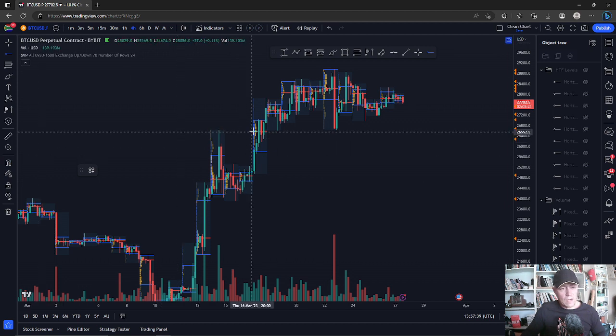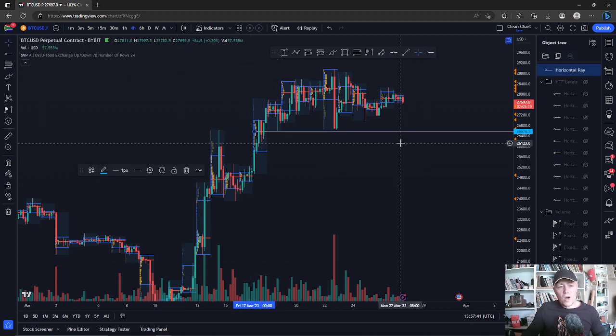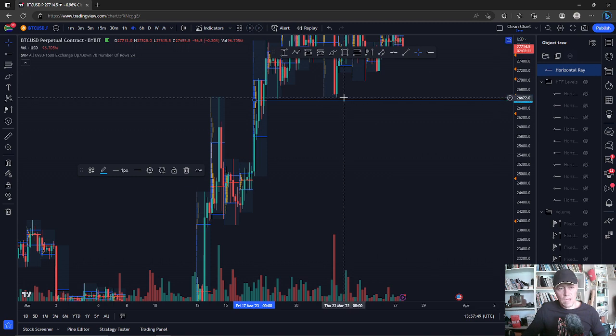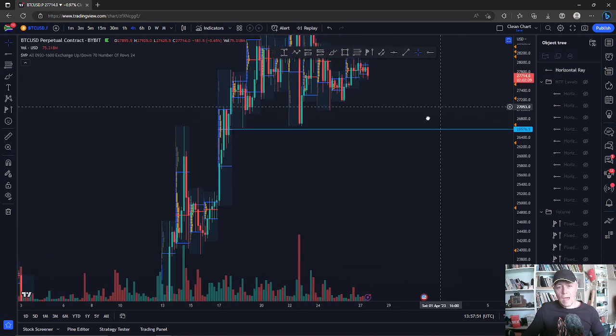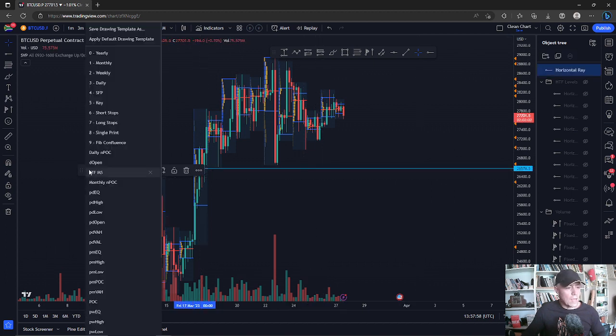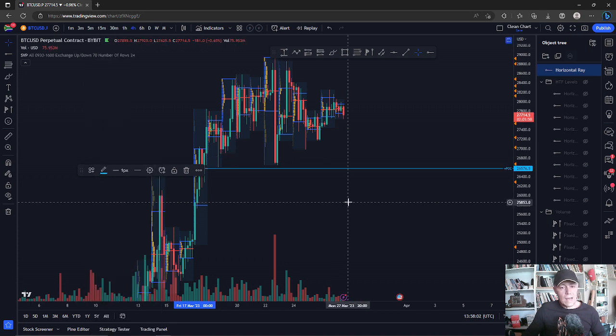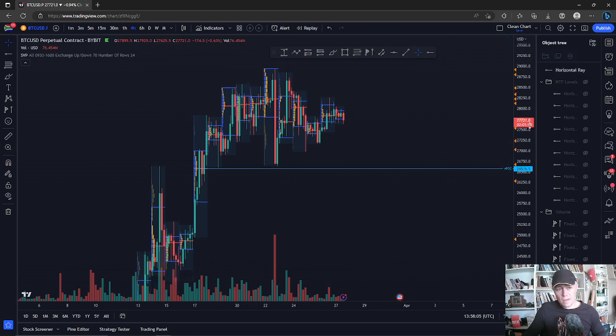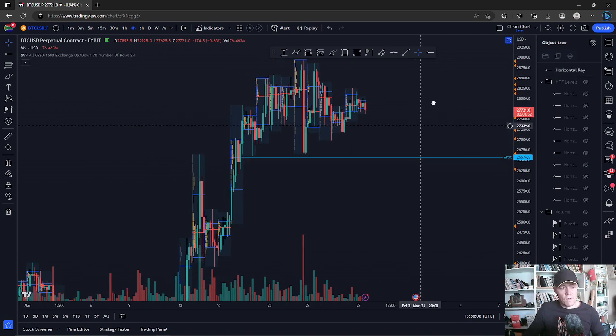I'm going to turn off my magnet tool. That's a point of control, an area of liquidity that hasn't been tapped. You can see we've come close by to it, and every single time we've actually front run it. In other words, we haven't touched it. So I am still waiting for this point of control to be tapped. Let's rename that to a daily nPOC. That's a daily naked point of control. So I still want to see price come down and revisit this level.